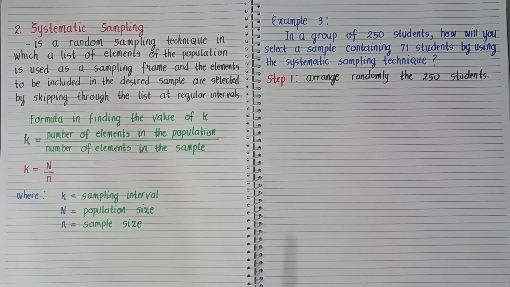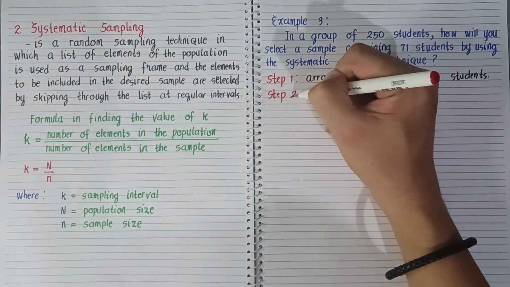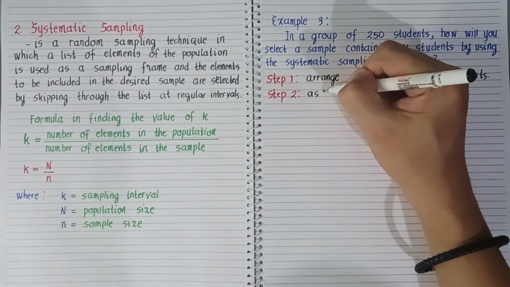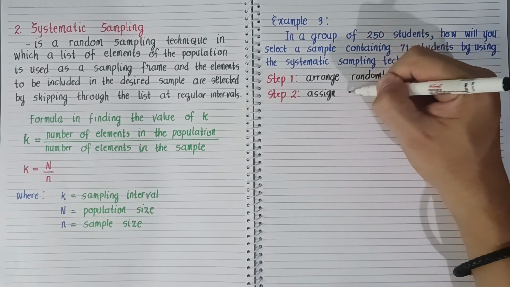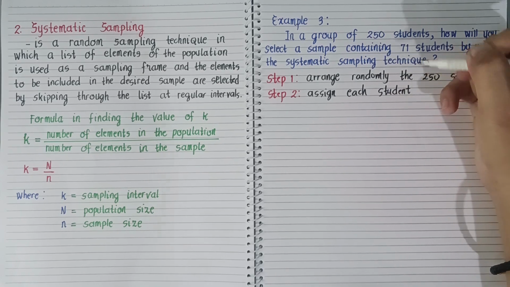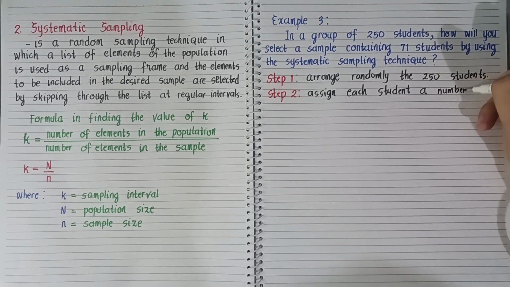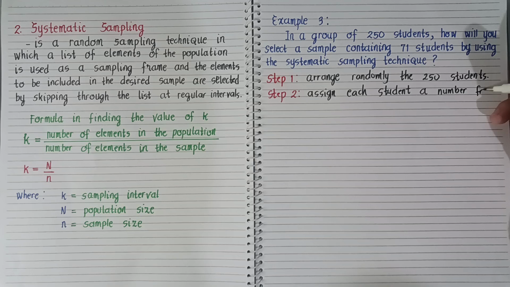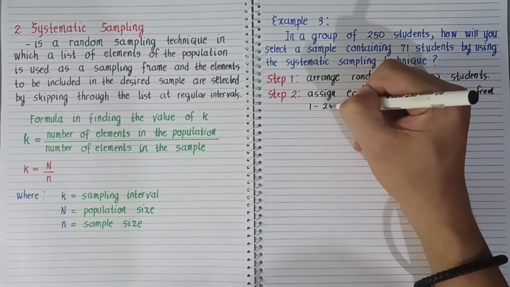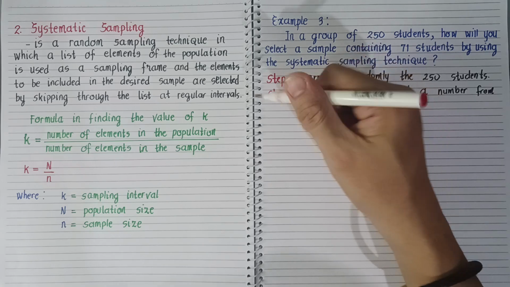Okay? Next, step number 2 natin. Assign each student a number from, since we have 250, so 1 to 250. Okay? And then, proceed tayo sa step 3 natin.